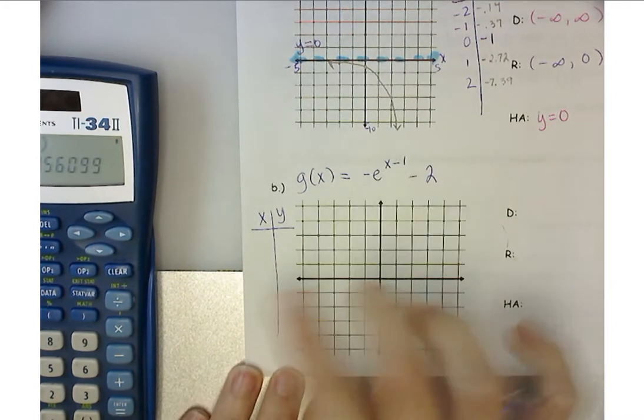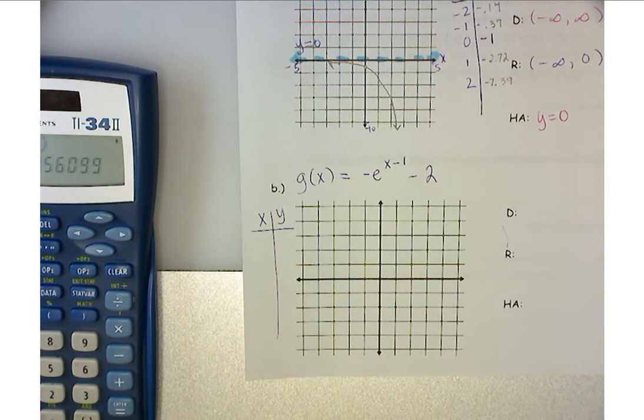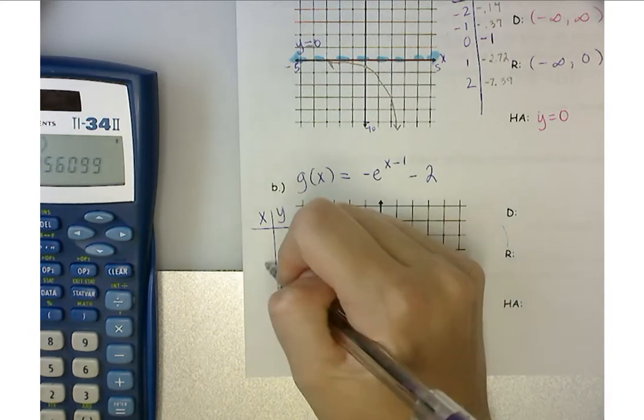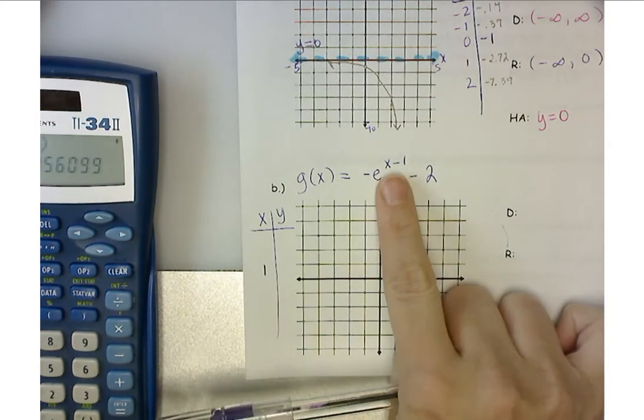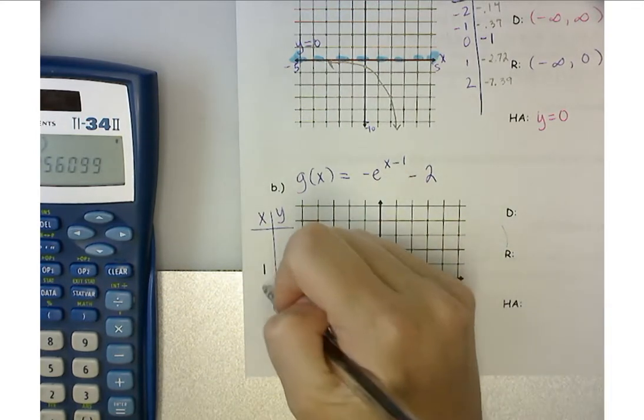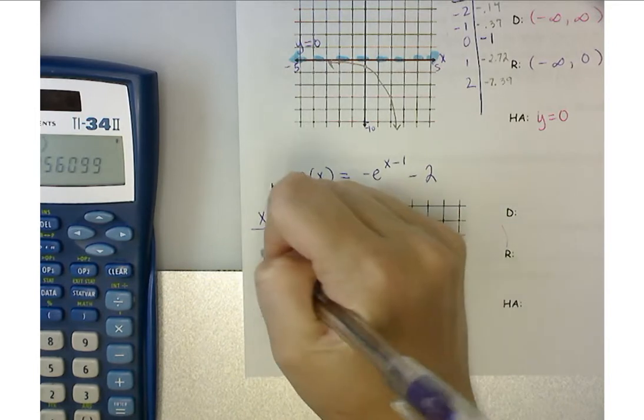Now, when you're starting your table and you want to be in the middle, if you moved it 1 to the right, where should my middle x value be? It should be 1 to the right of 0, which is? You can also think of it as if you plugged in 1, that would give you 0. And then we just like to go 2 up, 2 down.